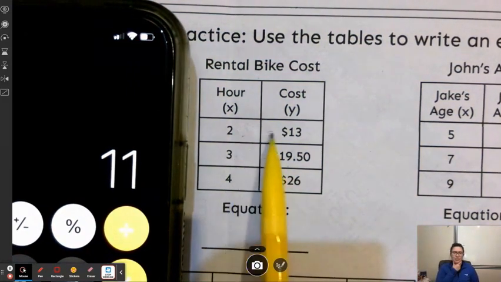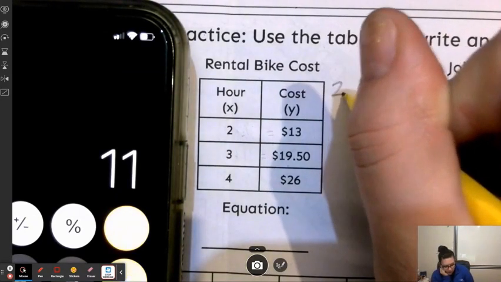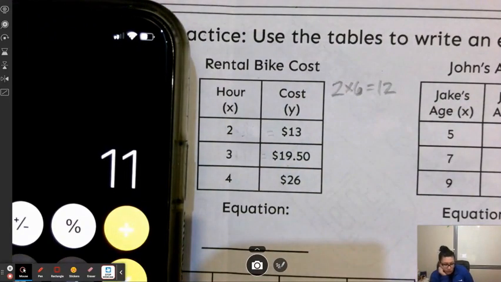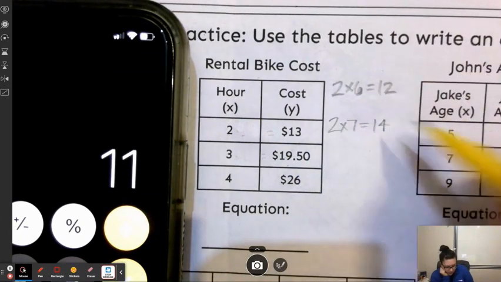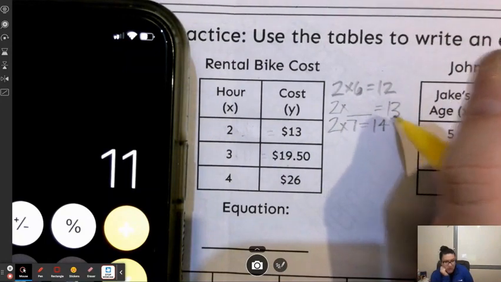I can't do 2 minus something to give me that 13. That's not going to make sense. So I need to try multiplication. 2 times what would give me 13? I know that 2 times 6 gives me 12. I know that 2 times 7 gives me 14. So 2 times what would be in the middle? That would give me 13.